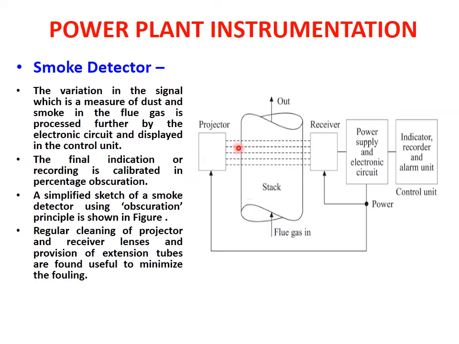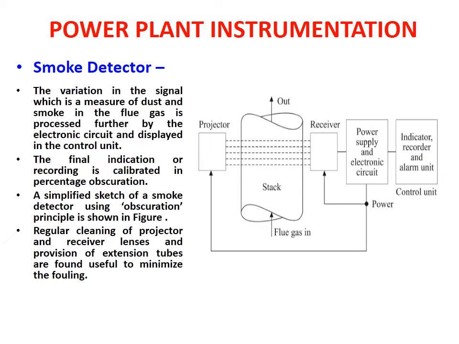A simplified sketch of a smoke detector using obscuration is shown in the figure. Obscuration principle, I will explain here: obscuration means the connection of the receiver and projector, taking an image of that particular output. Regular cleaning of projector and receiver lenses and provision of extension tubes are found useful to minimize fouling.